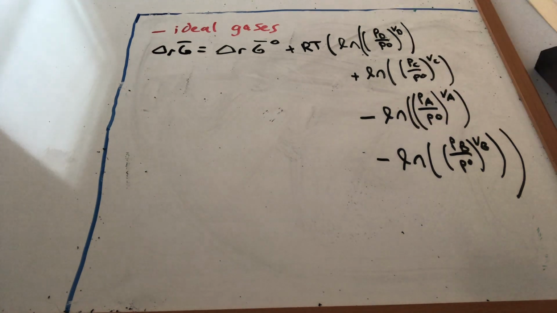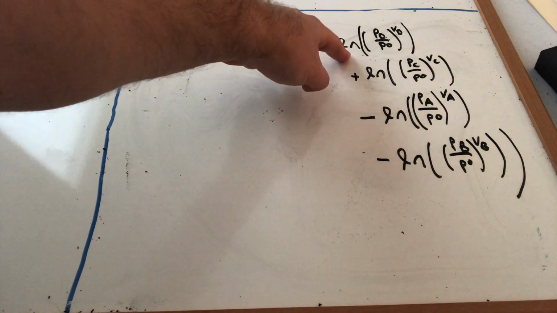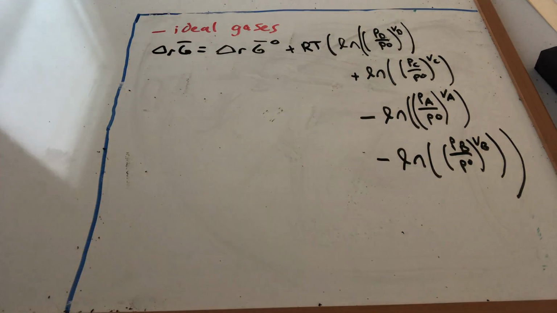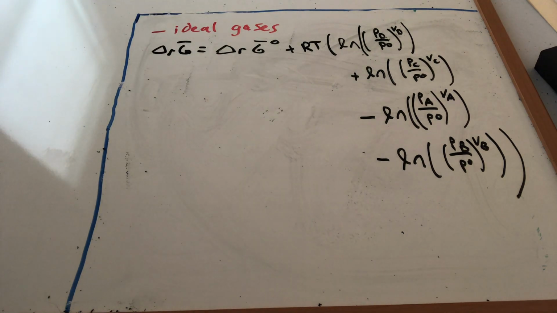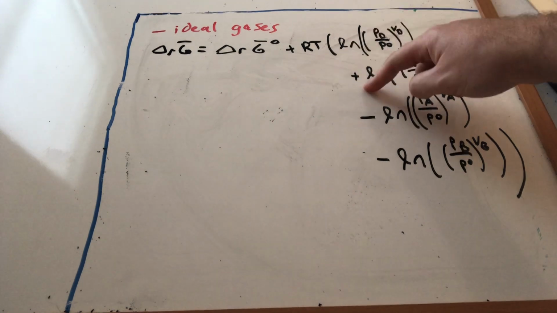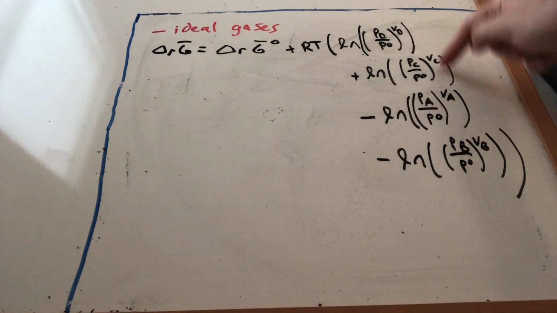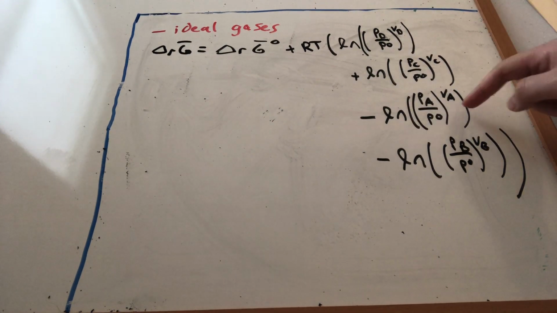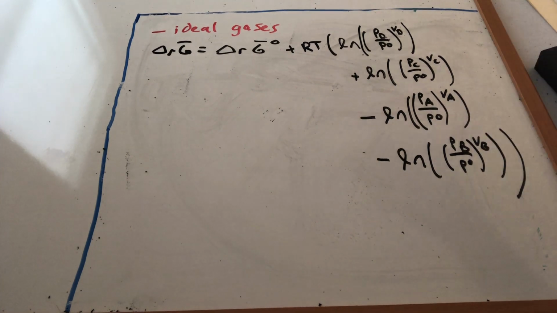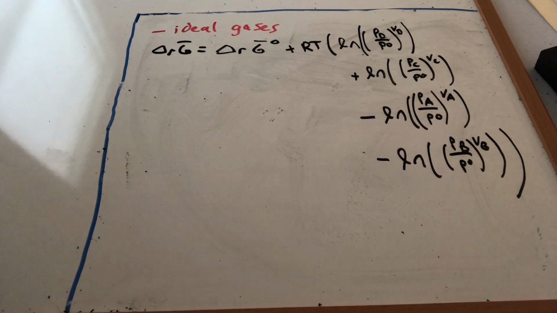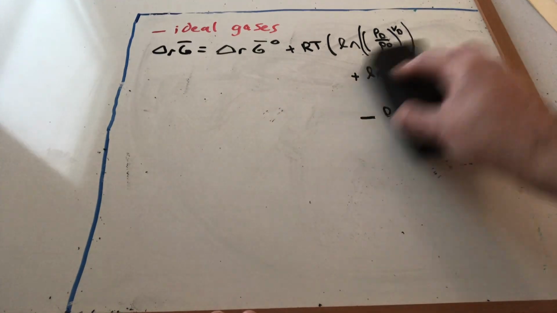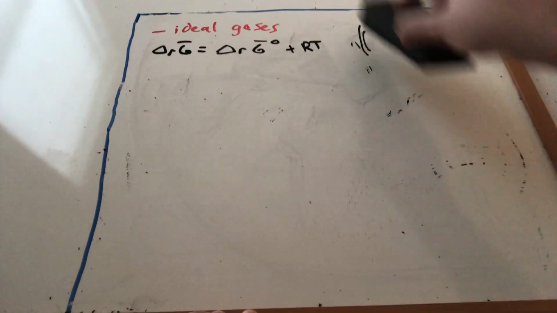What's the benefit of this? We now have sums and differences of natural logs, and so we can write this as one term. The next step is to combine all these. Remember, when I add natural logs, that's like one natural log where these are products. And when I subtract natural logs, it's like one natural log where these are divisors. They go into the denominator. So I'm going to rewrite this as one natural log term multiplying our RT.